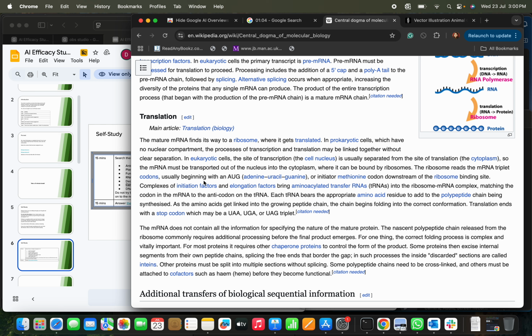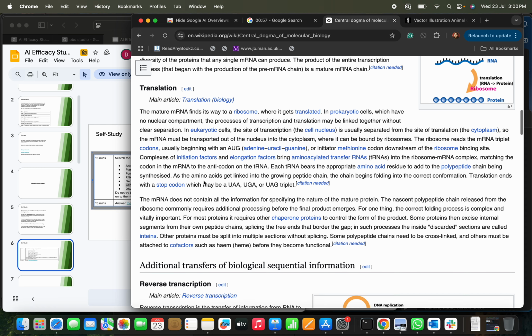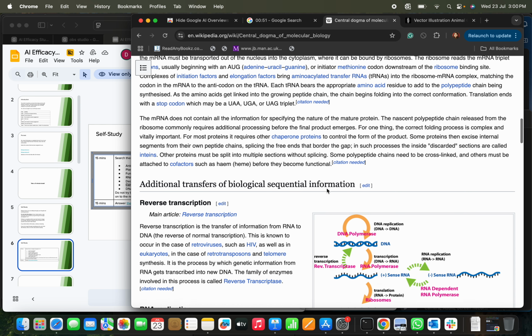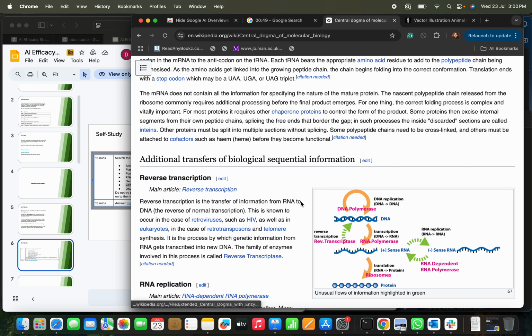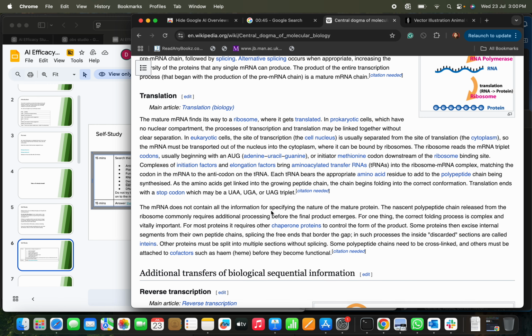Codons, I don't know. The ribosome reads the mRNA in codons, starting with AUG. U is uracil, or initiator. Reverse transcription is the process from RNA to DNA. Oh, this is called reverse. Translation is different. Which have no nuclear component.